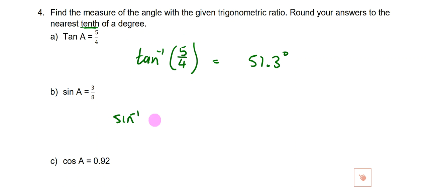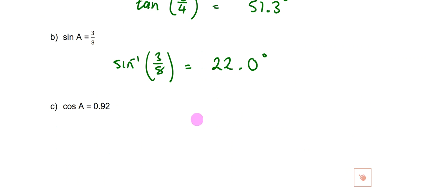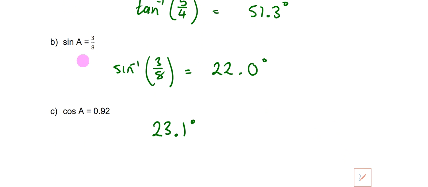This is the inverse sine of 3 over 8 on your calculator, and you get 22.0 because we want it to the tenth. And cos of A is 23.1 degrees. Okay, lots of correct answers there, I think, pretty much. Anyone not remember how to do the inverse sine? All good?